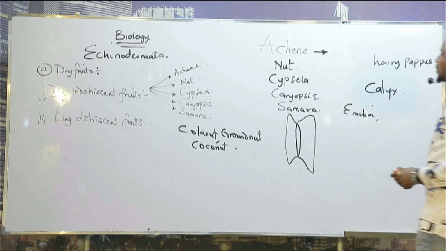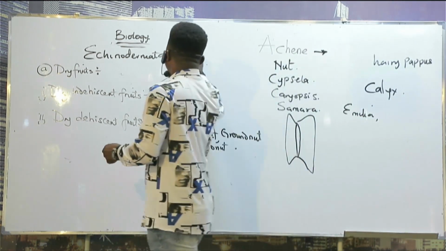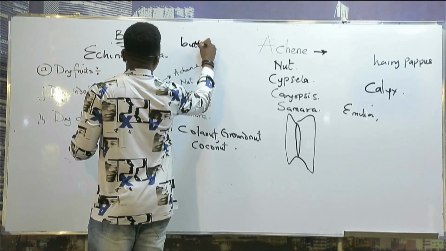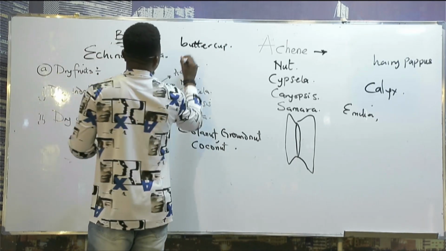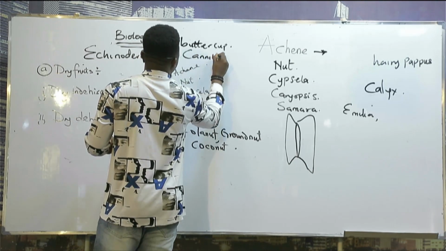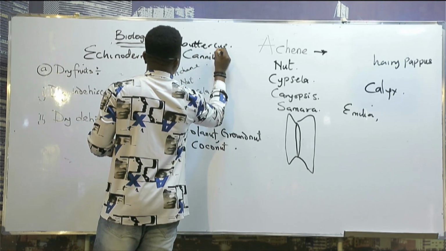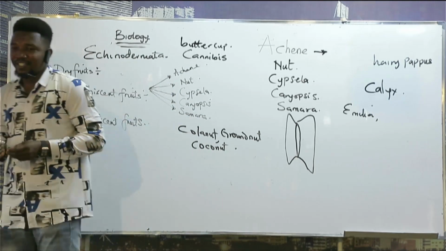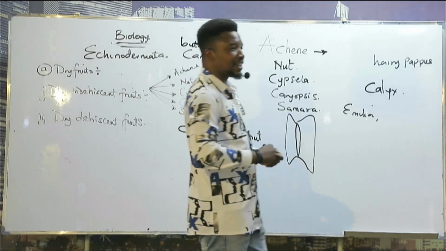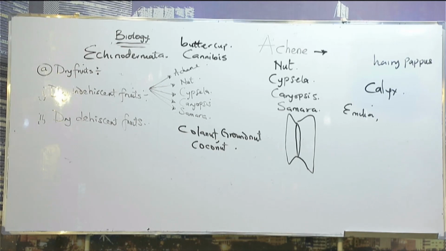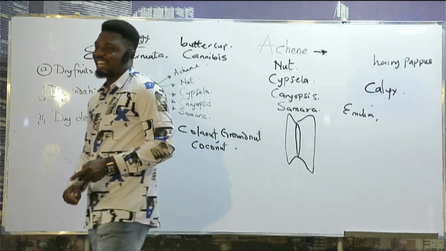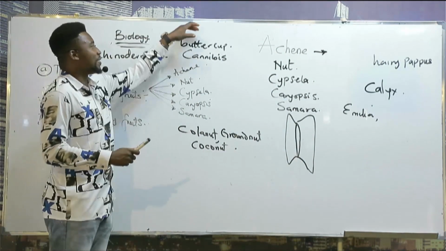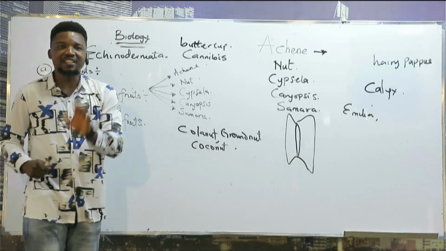Okay, that's the first one. We can also see it in what we call buttercup. Example, we can also see it in cannabis. You know the scientific name of Igbo is Cannabis sativa. So you understand this? So the buttercup, cannabis, etc.